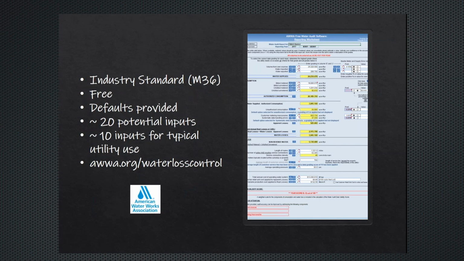If you haven't obtained a copy of the water audit software of your own, just go to awwa.org/waterlosscontrol. Enter your name and email address, and you'll receive an email with a downloadable link to obtain your copy of the water audit software.